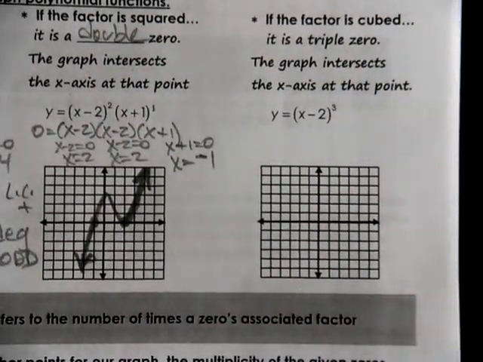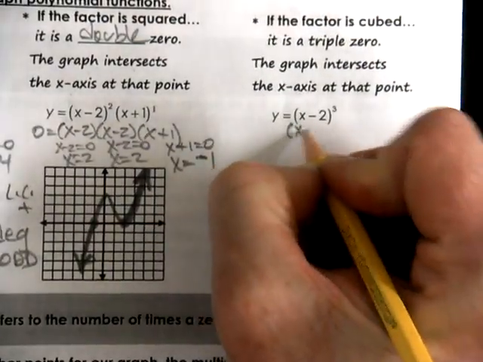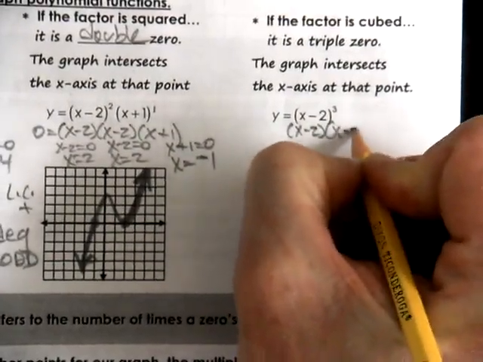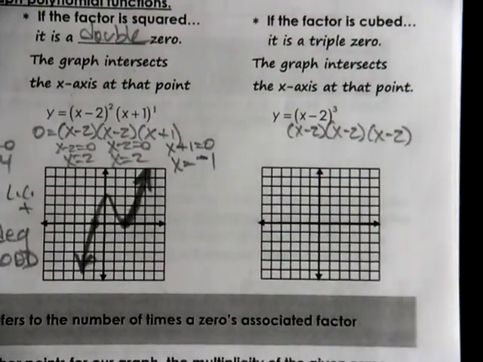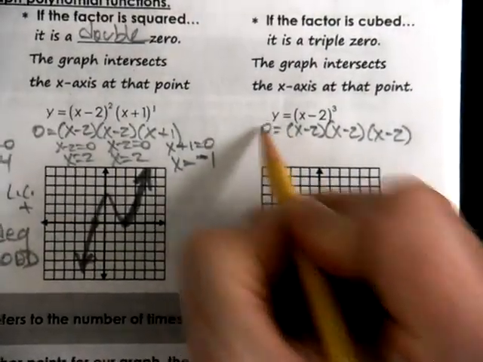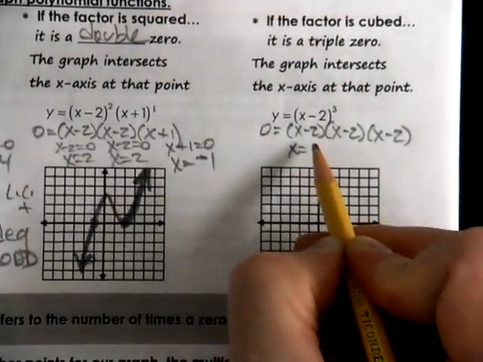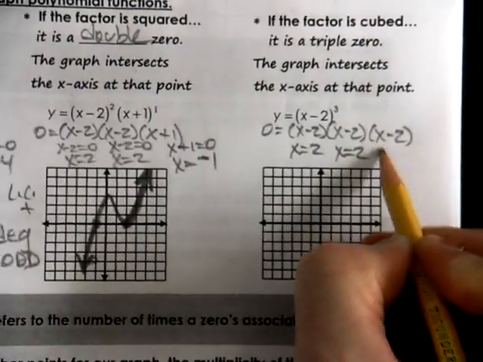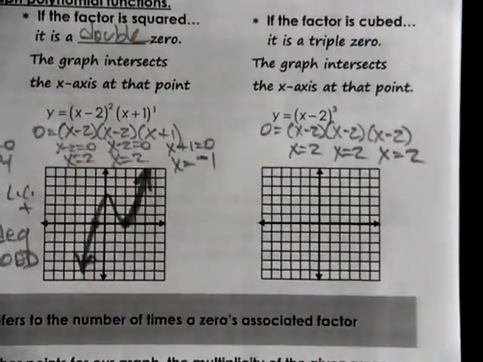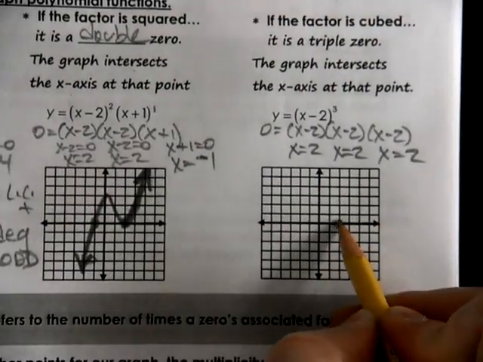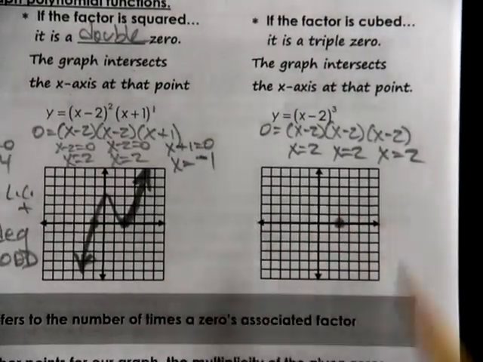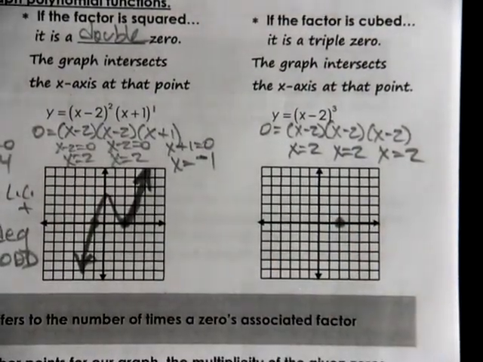Why is it a triple zero? X minus 2, x minus 2, x minus 2, because it's cubed, it's going to be written 3 times. So you know your zeros are at 2, at 2, at 2. That means they're going to touch the x-axis at exactly 1 point.